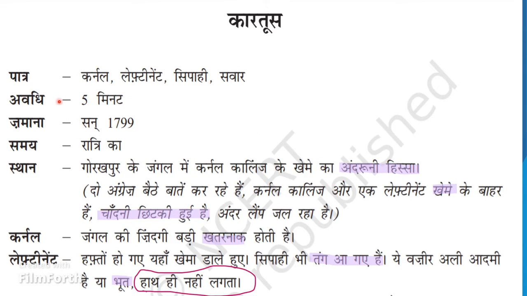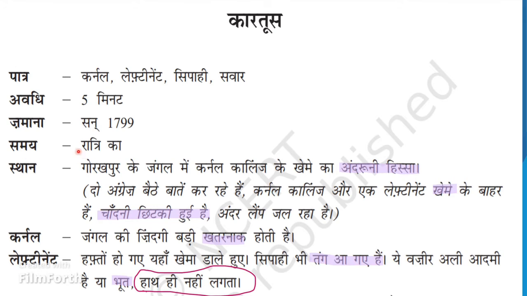Kartus. Now it's a stage and all these characters are going to enact it. Let's learn about the characters in the lesson Kartus. Patra means characters. Colonel, Lieutenant, Sipahi, which means soldier, and Savar, a horse rider. Avadhi, the time is 5 minutes. Zamana, the time period when this happened was 1799, year 1799.